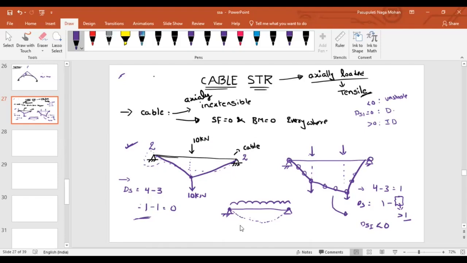Stable, sir. Obviously it will be stable. So if you are talking about cable structures, even though the indeterminacy is less than 0, we can still consider this as a stable structure, right?